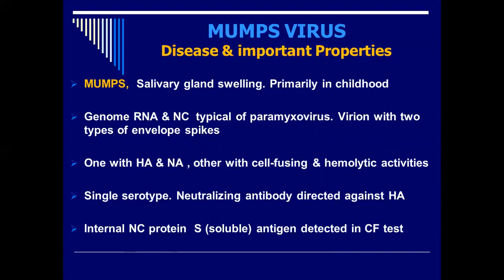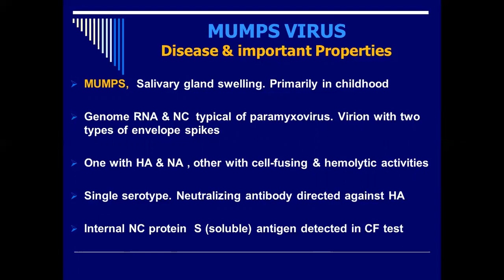Neutralizing bodies are again directed against the hemagglutinin antigen. So in measles and mumps viruses, the neutralizing antibodies are directed against the antigenic hemagglutinin spike. There is a single serotype, as we have in the case of mumps and measles viruses.